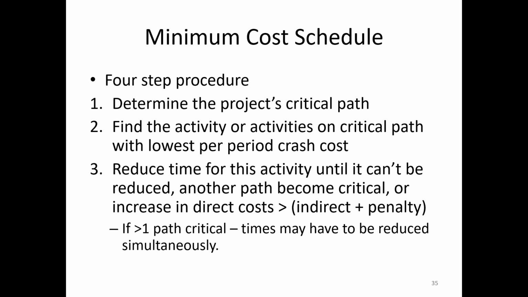So we zero in on those activities on the critical path. Then we find the activity or activities on that critical path with the lowest per period crash cost, right? We want to reduce the duration of the project, but we don't want to needlessly spend a whole bunch of money. And we certainly don't want to, like I said from step 1, crash an activity not on the critical path because that doesn't help us anything. So first of all, focus on the critical path. Second of all, focus on those activities on the critical path where, if we were to crash them by a period, let's say, it costs us the least amount of money.